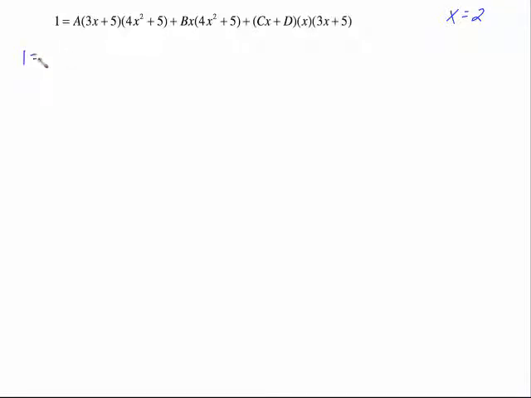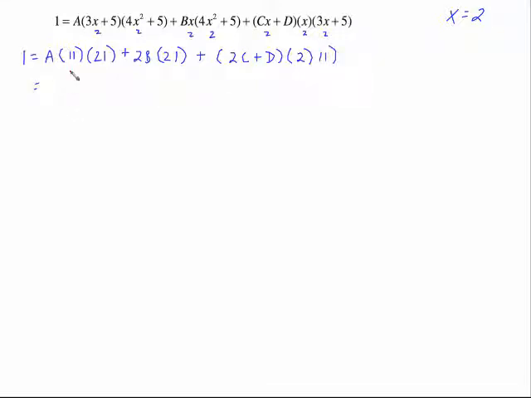So 1 equals a times, I'm putting 2 here and 2 here. 3 times 2 is 6, plus 5 is 11. 2 squared is 4, times 4 is 16, plus 5 is 21. Putting 2 here and here, I will have 2 times b. And inside here, 2 squared is 4, times 4 is 16, plus 5 is 21. I'm putting a 2 in for this x, and this x. So this will be 2c plus d times 2 times 3 times 2 is 6, plus 5 is 11.